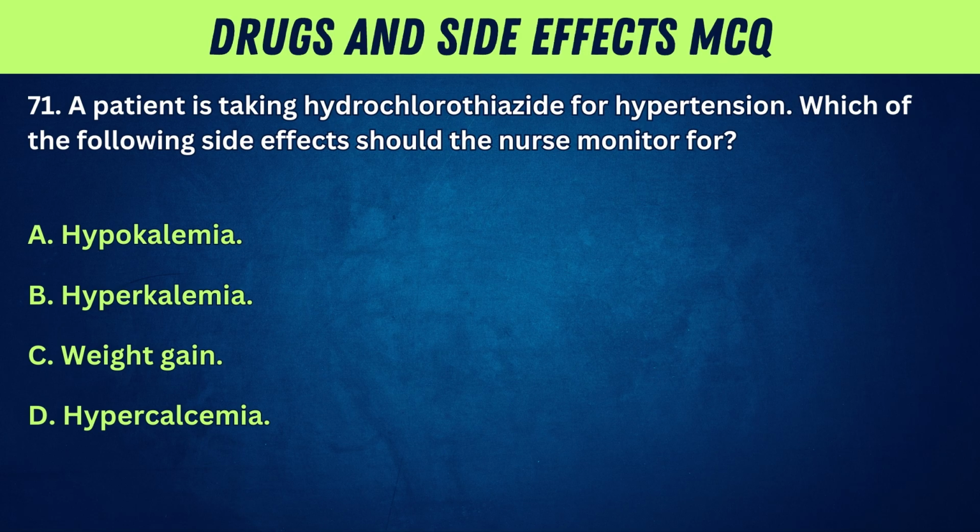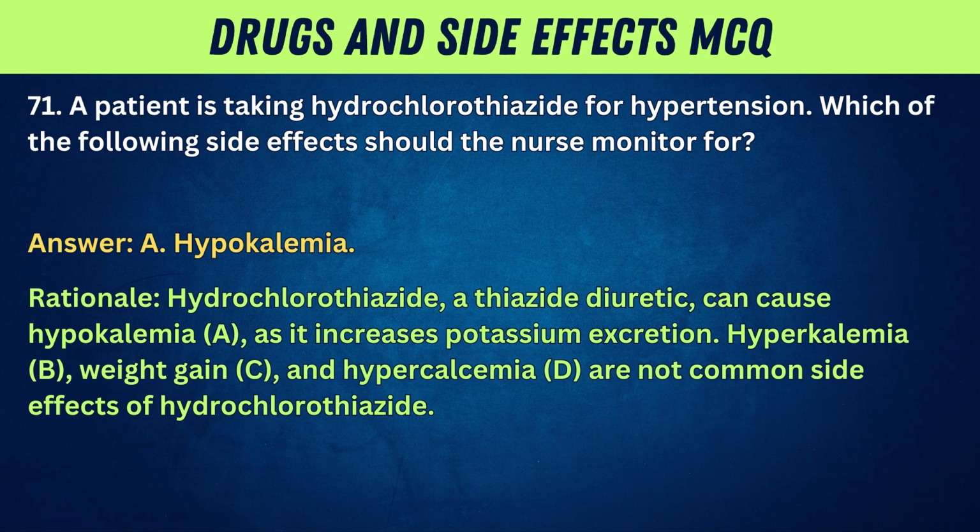71. A patient is taking hydrochlorothiazide for hypertension. Which of the following side effects should the nurse monitor for? A. Hypokalemia. B. Hyperkalemia. C. Weight gain. D. Hypercalcemia. Answer: A. Hypokalemia. Rationale: hydrochlorothiazide, a thiazide diuretic, can cause hypokalemia, A, as it increases potassium excretion.